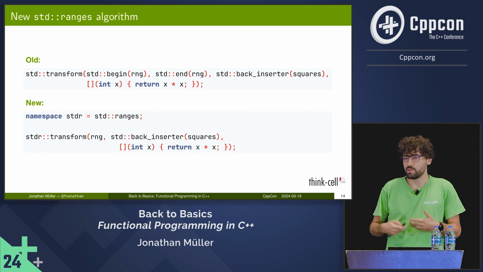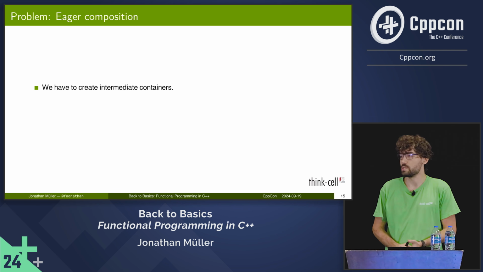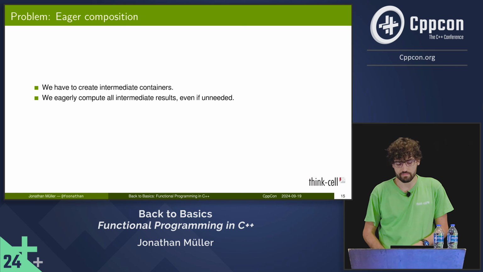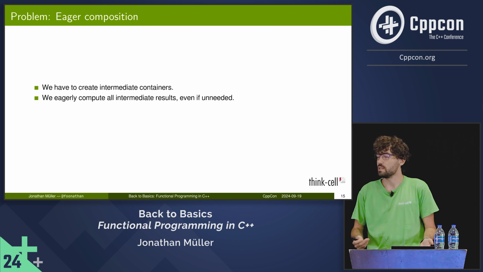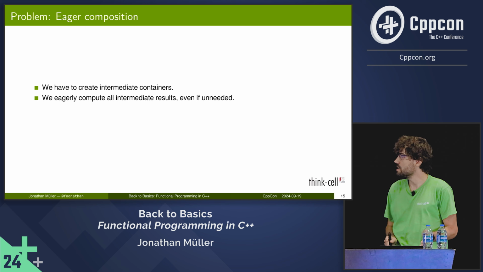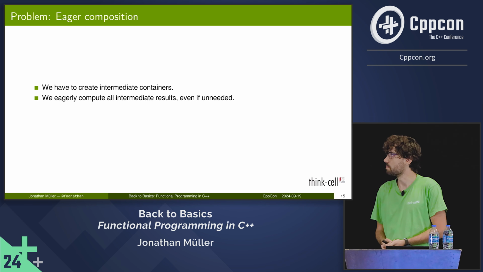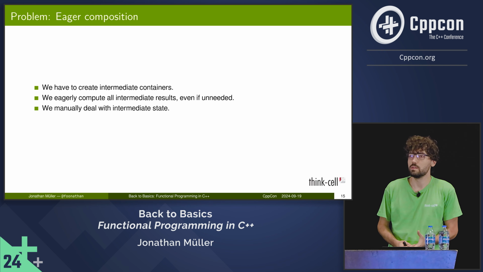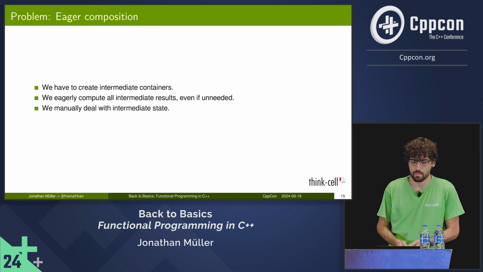Now the code we have with the algorithms works, but it's not very efficient, because we're doing eager composition. We're creating all these intermediate containers, which require memory, which is expensive. We also eagerly compute all intermediate results, even if unneeded. This isn't a big problem here, because we actually need all the values in order to find the maximum. But in general, we might do more work than necessary. And then we still have state. We've got all these intermediate containers, and we have to keep them in check.